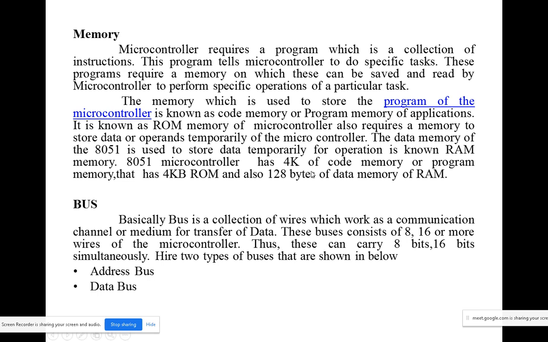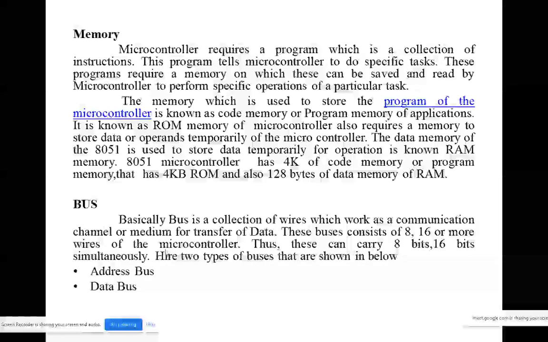So the size of the program memory will be 4K, 4 kilobytes. 128 bytes of data will be stored in the RAM memory. Data memory has 128 bytes, and read-only memory will have 4 kilobytes size. This is the memory, and then the bus.